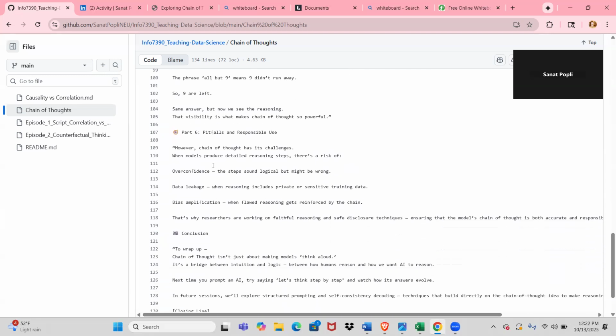We can also talk about the pitfalls and responsible use. However, chain of thought has its challenges. When models produce detailed reasoning steps, there is a risk of first, overconfidence, second, data leakage, and third, bias amplification. That's why researchers are working on faithful reasoning and safe disclosure techniques, ensuring that the model's chain of thought is both accurate and responsible.